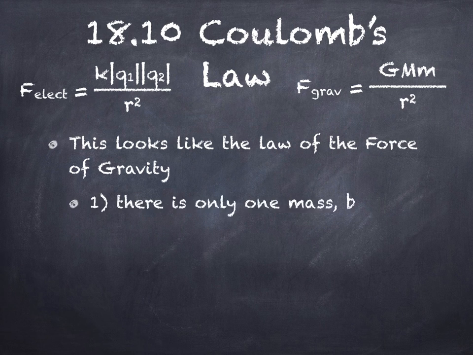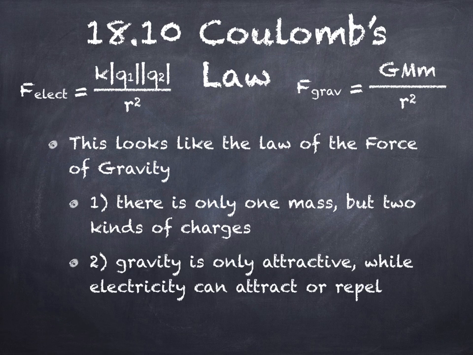Anyway, the two forces look very similar. There are a couple of differences. One of them is there's only one kind of mass, but two kinds of charges. So you don't have positive masses and negative masses. You only have mass, but you do have positive and negative charges. Second thing is that gravity is always attractive. Masses always attract. Whereas electricity, you can either have an attraction or a repulsion. Like forces repel, opposite forces attract. And so the force of electricity can either be positive or negative, and that's based on knowing the charges. Gravity is always attractive.